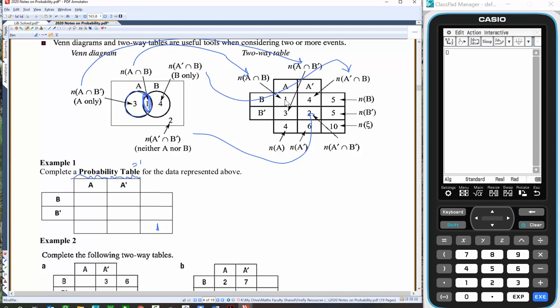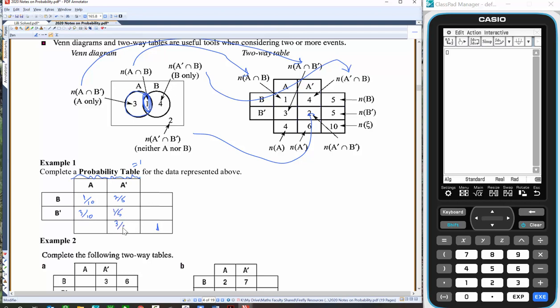Now, let's go ahead and put our probabilities in here. So this element here is there's one element out of a possible 10 elements that belongs to A and B. That's 1 on 10 as a fraction. All right, now this one here is 4 on 10. That is the same as 2/5. This one here is 3 on 10. And this one here is 2 on 10, which is a fifth.